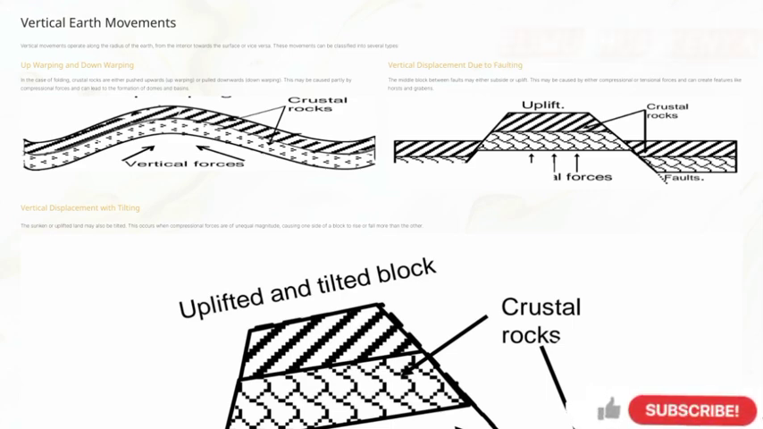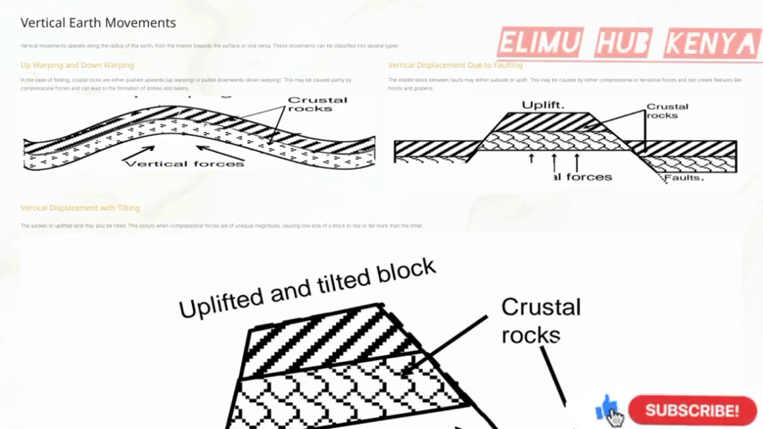Next, vertical displacement due to faulting occurs when the middle block between faults either subsides or uplifts. This displacement is typically driven by compressional or tensional forces and results in features like horsts. Those are the uplifted blocks, and grabens, which are the depressed blocks.